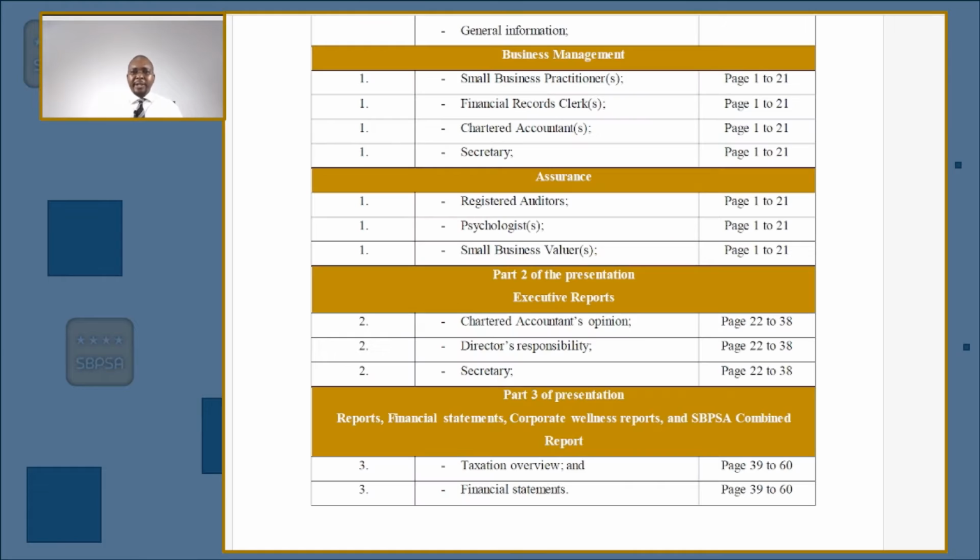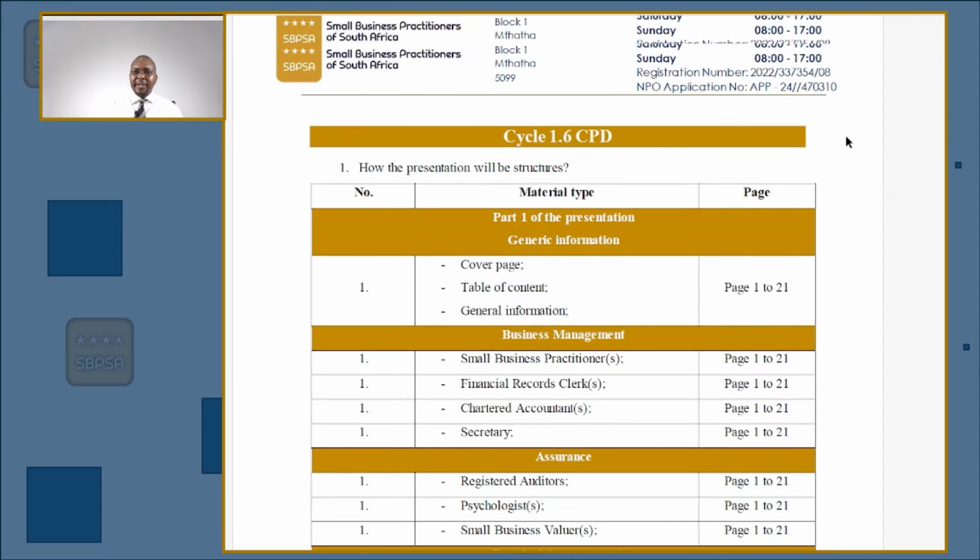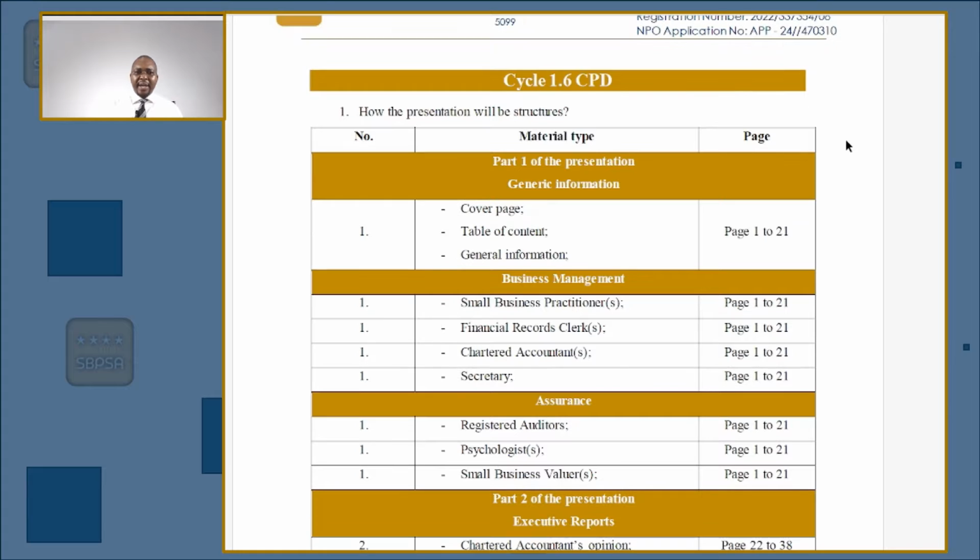What we're expecting in this phase, cycle 1 CPD, is that we're going to look at the financial statements. There are a number of parts. Part 1 of the presentation is generic information that will be covering the cover page of the financial statements. We're going to talk a little bit about that. Then the table of contents, we're going to talk about that. We're going to talk about general information.